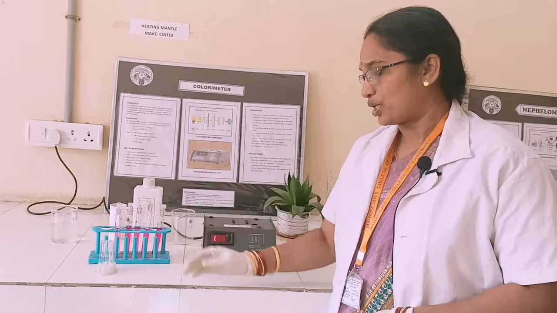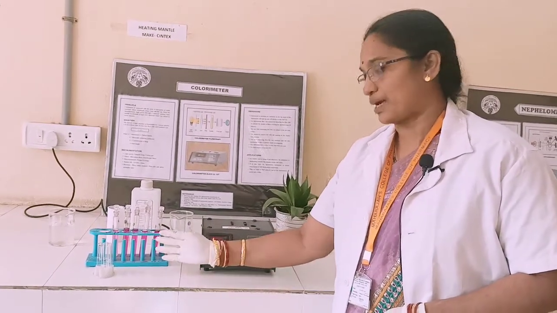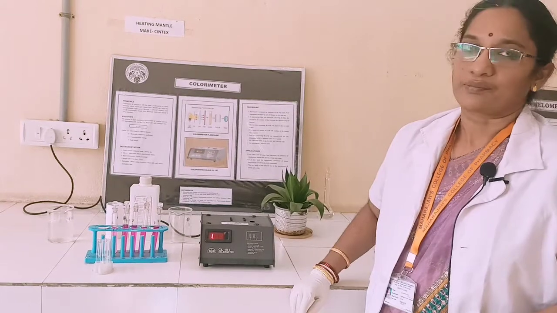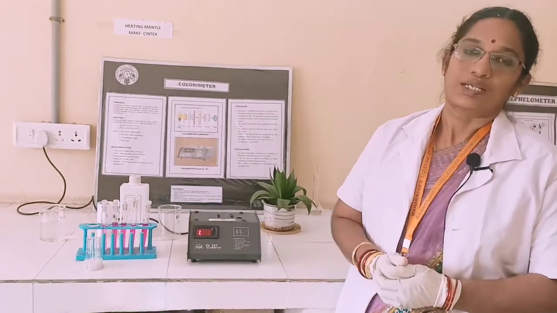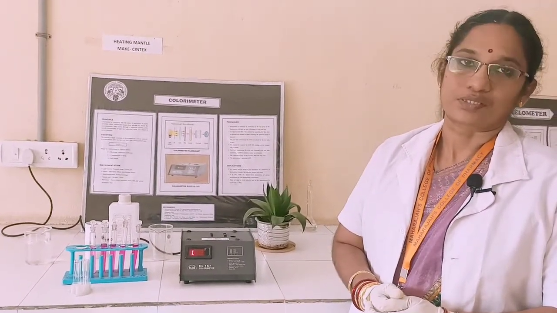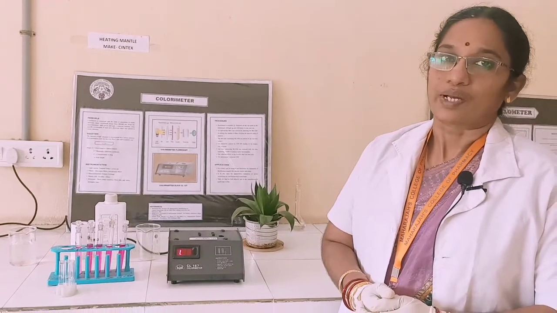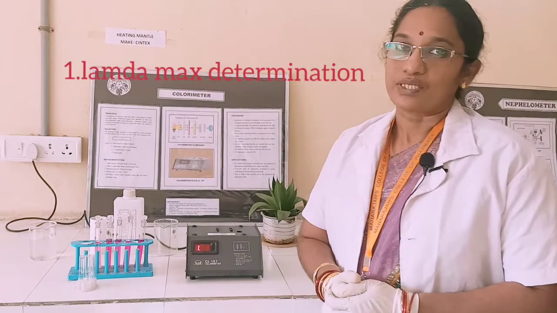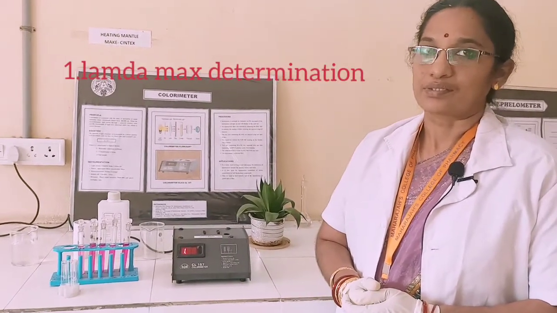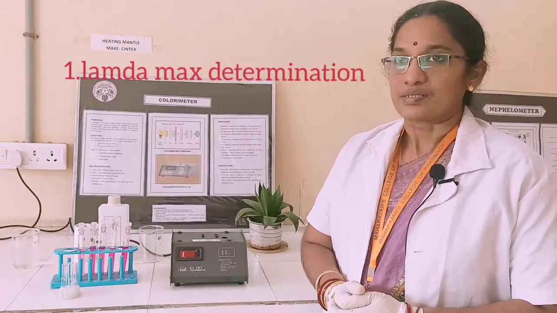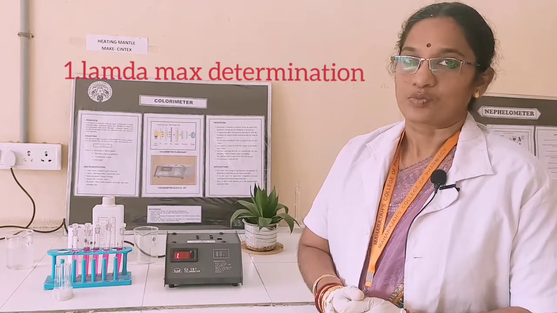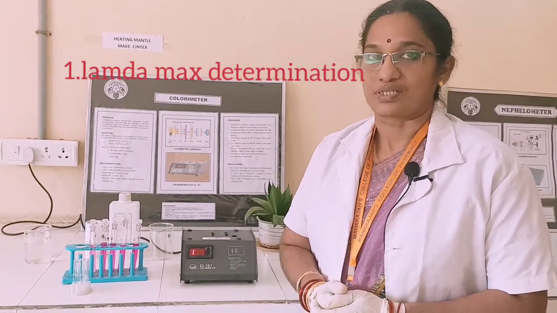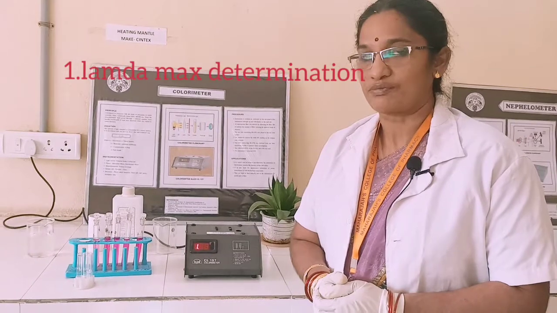Now I am going to show how to analyze this sulfonamide sample by using a colorimeter. For analyzing a sample using a colorimeter, there are basically three steps. The first step is to find out the lambda max of sulfonamide. As I have told you in my previous videos, lambda max is the characteristic property of a drug, that is, the wavelength at which the drug shows maximum absorbance.